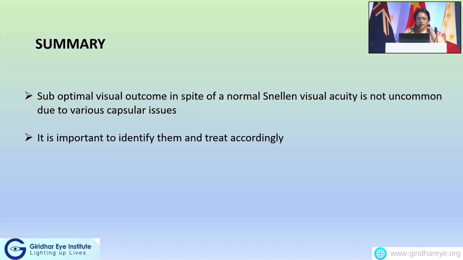Now to summarize, a suboptimal visual outcome in spite of normal Snellen's visual acuity is not uncommon due to various capsular issues, and it is important to identify them and treat accordingly.